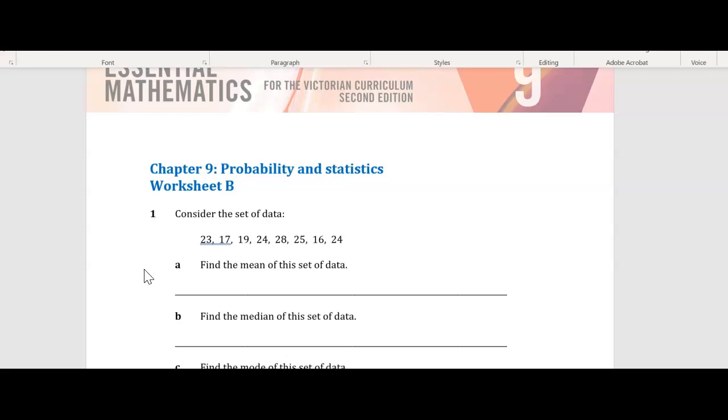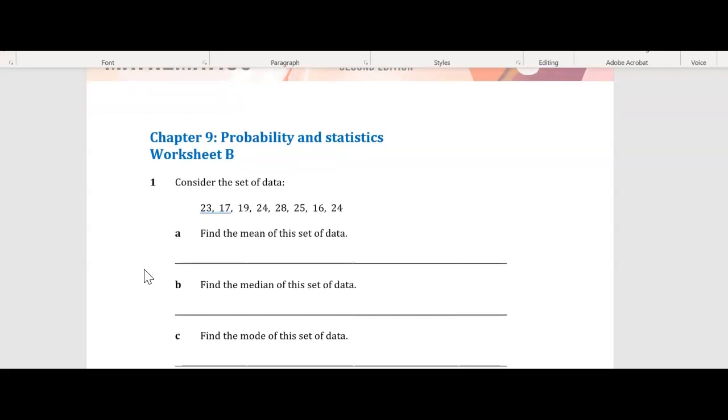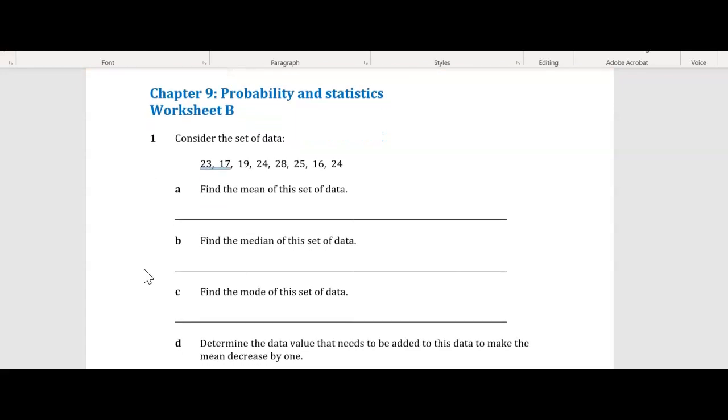Hi everyone, I'm going to go through the solutions for this revision sheet. I'm going to do it anyway, so I thought I may as well record as I do it, so you can see how to actually do it, not just the answers.